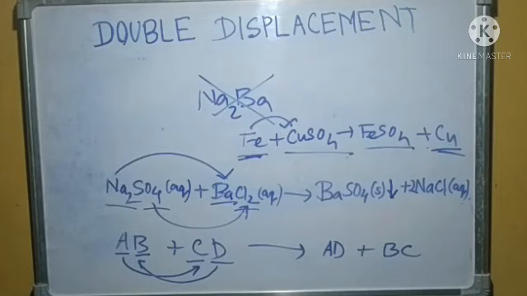Okay, so the process is the same. In the first case the more reactive metal displaces the less reactive metal. In the second case, ions are exchanged by means of displacing one another. So here also one metal will displace the other metal and the non-metallic part will displace the other non-metallic part to give two new products. So these are the two: one is displacement reaction, one is double displacement reaction.